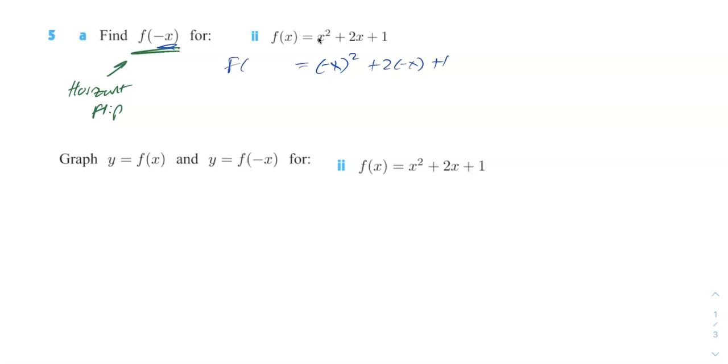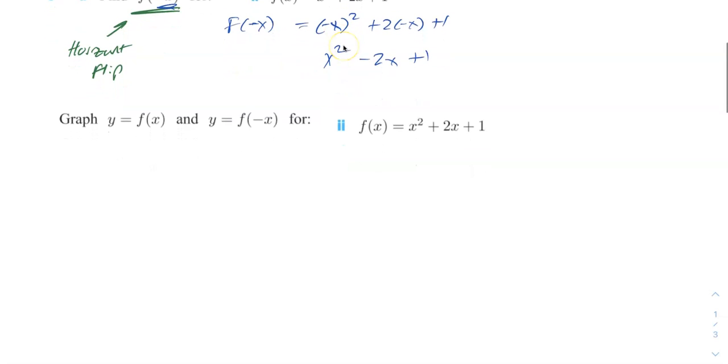If you want f of negative x, whatever's an x, just substitute in negative x. Now here, negative x squared gets me just x squared, because you square the negative. Over here, you're multiplying negative x times 2, so negative 2x plus 1. So that'll be the horizontal flip of this graph.